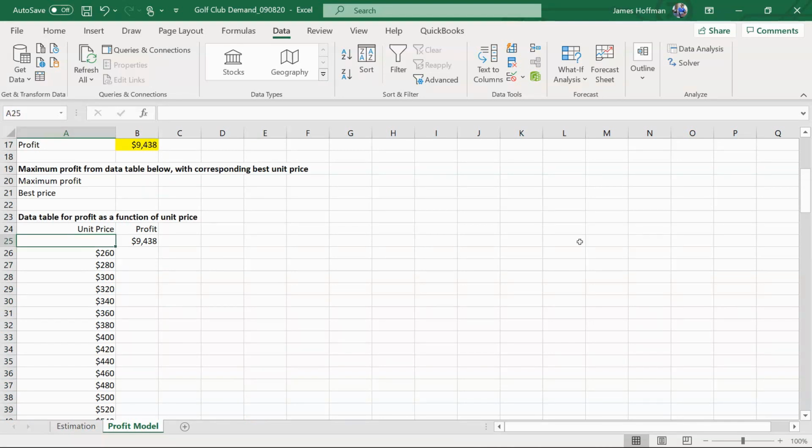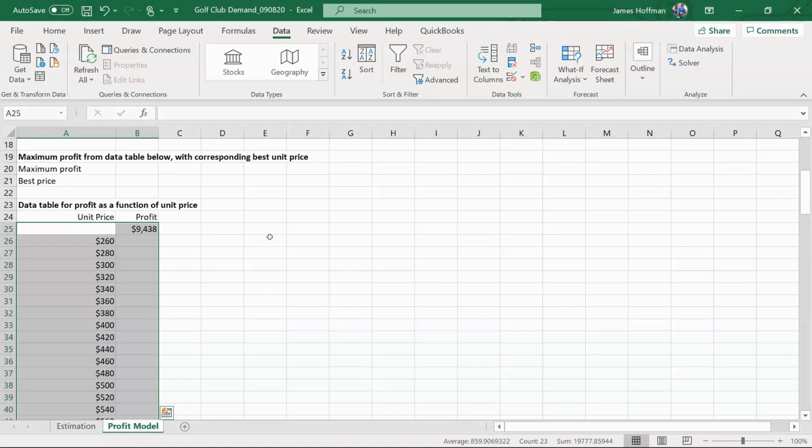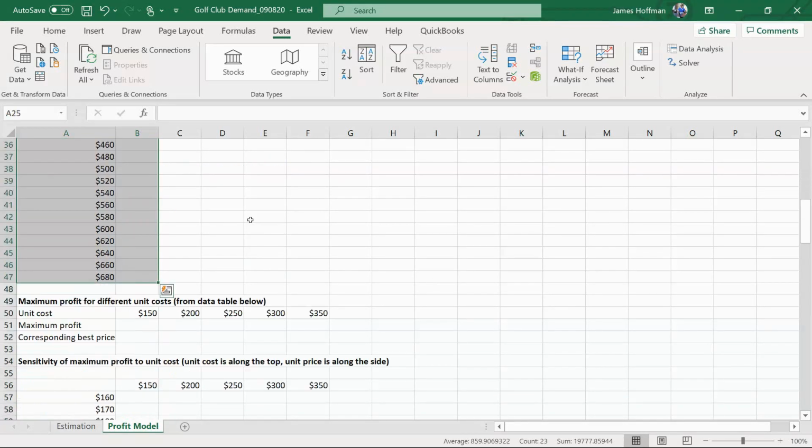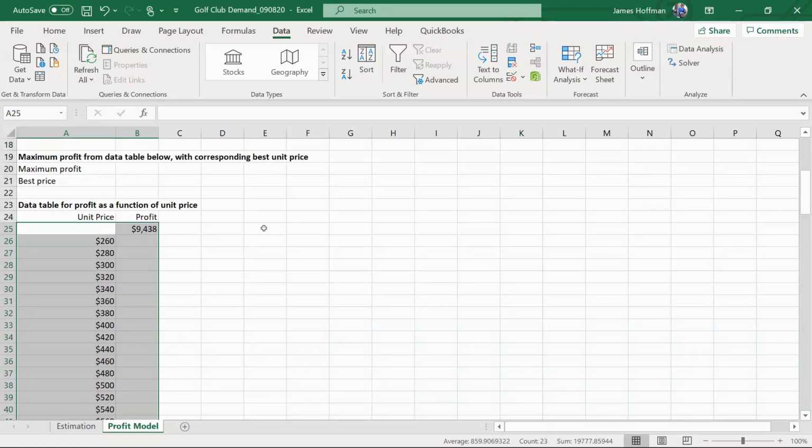Okay, so let's do the table again. And again, the first thing you've got to do is select the appropriate range, which is A25 all the way to B47. This whole range to make our data table. So if you have that selected, you can proceed.